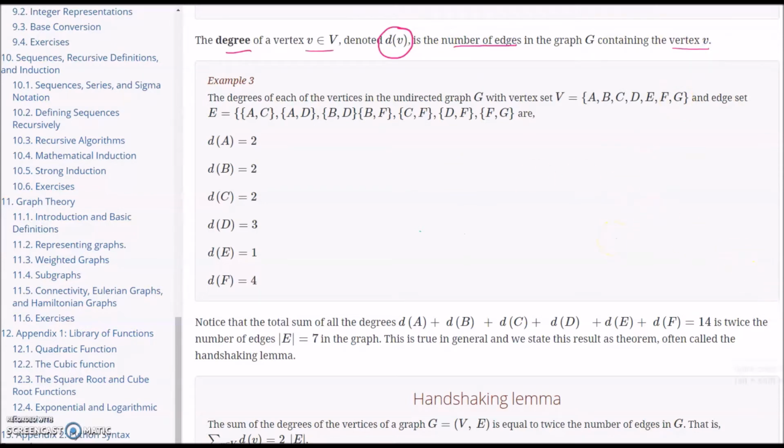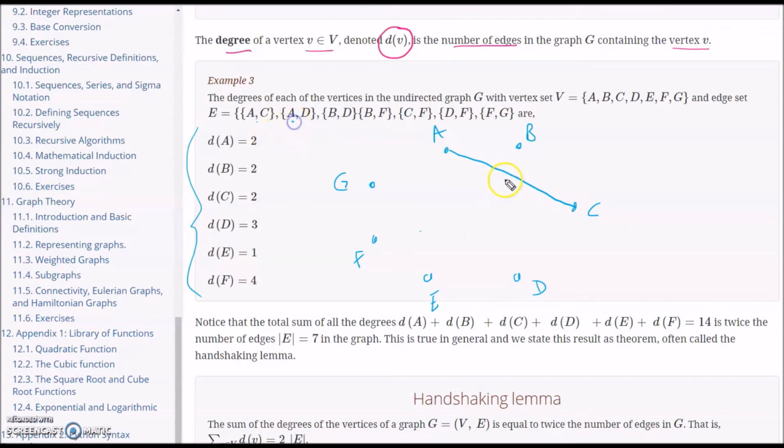Okay? So let's go ahead and draw this graph, V and E, and we'll look at a couple of these and see why those are the degrees. So I have A, B, C, D, E, F, and G. Let me label them. Now that they're labeled, I can go ahead and draw my edges.